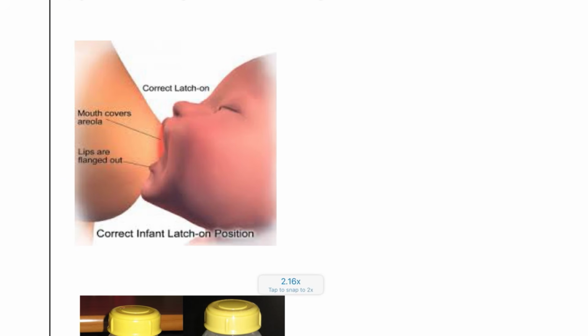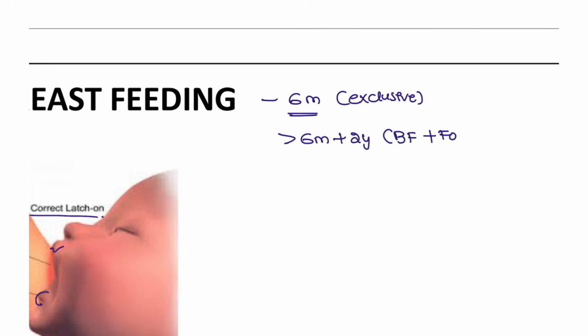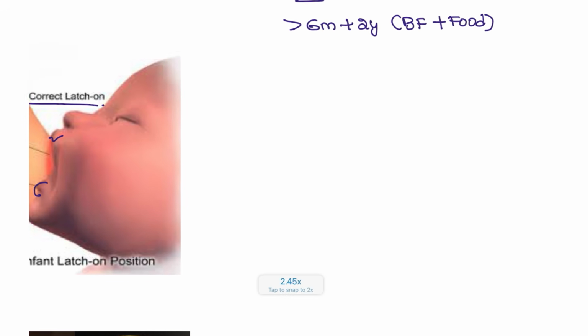Next, breastfeeding. How is proper breastfeeding done? The latch has to be correct. The areola has to be completely covered, and the lips of the baby are flanged out, and the upper areola can be seen smoothly. How many months is breastfeeding? Exclusive breastfeeding has to be done for 6 months. Next, more than 6 months until 2 years, you have to give breastfeeding plus complementary food for the baby, but 6 months is mandatory for the baby regardless of the condition.